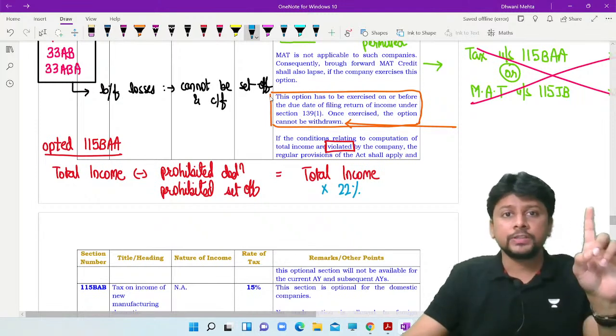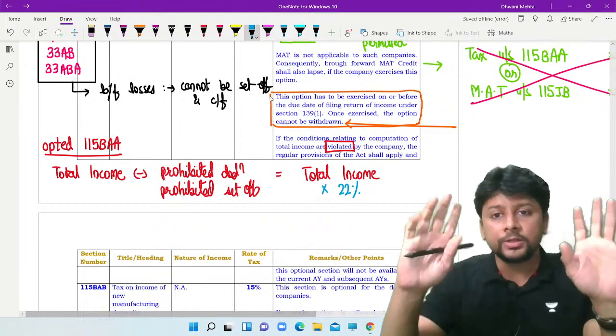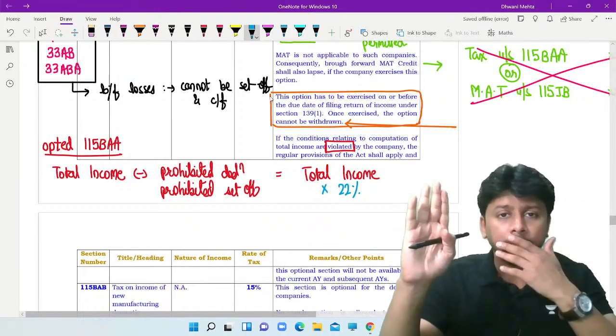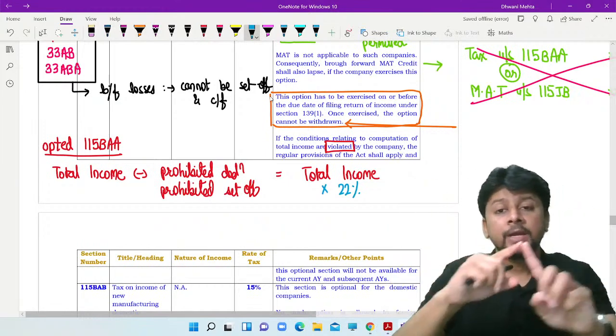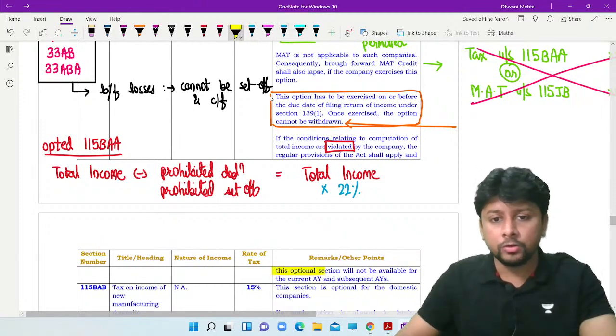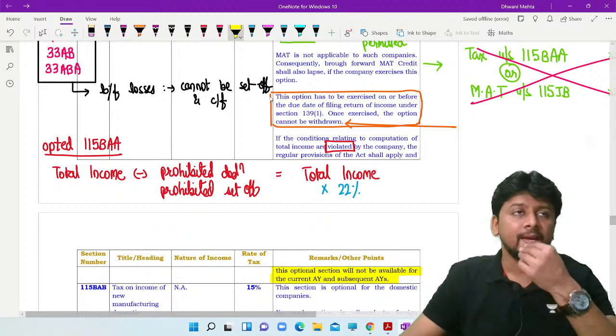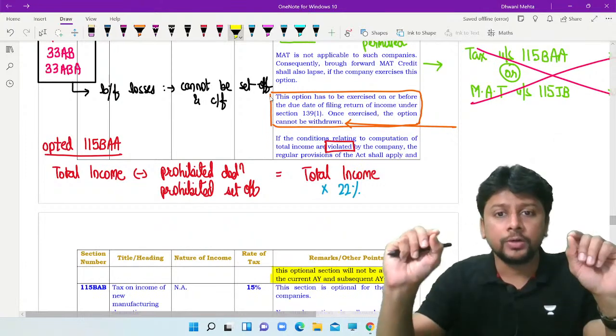Then regular provisions of the Act will apply. It will be assumed that you have not exercised this option. You will have to pay tax according to Finance Act rates, and henceforth, this optional section will no longer be available to you for that assessment year, definitely, and subsequent assessment. Then every calculation will be done according to budget rates only.